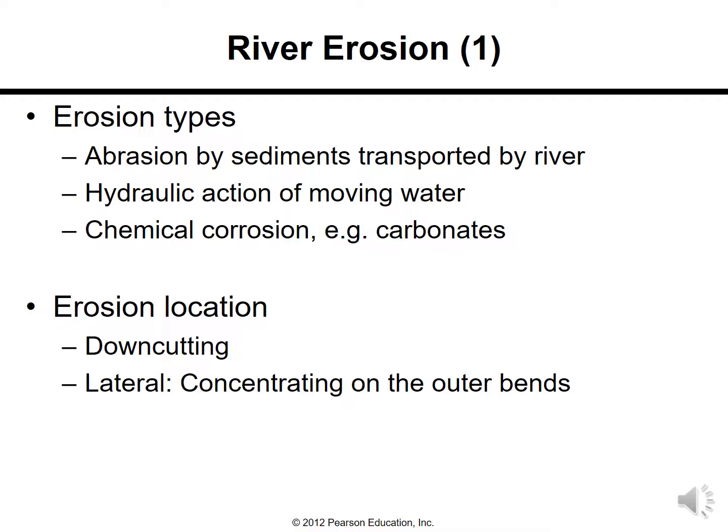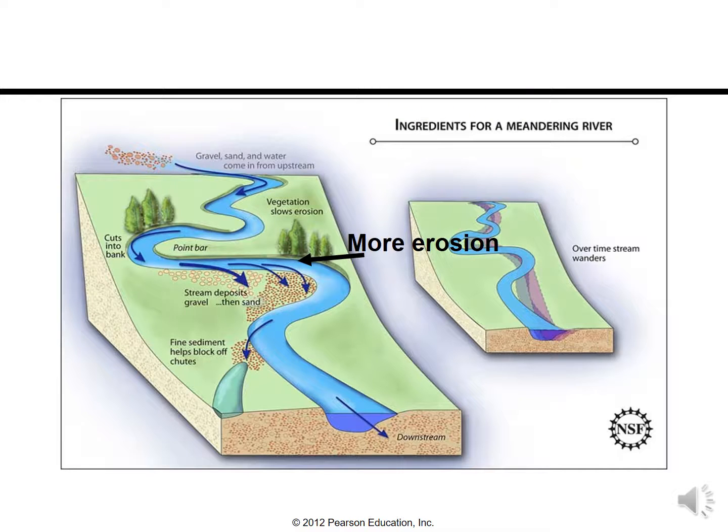In erosion, the location is down cutting or lateral. If it's lateral, it concentrates on the outer bends. If you look at this picture, there is more erosion in here. It's high speed and taking up the sediments.